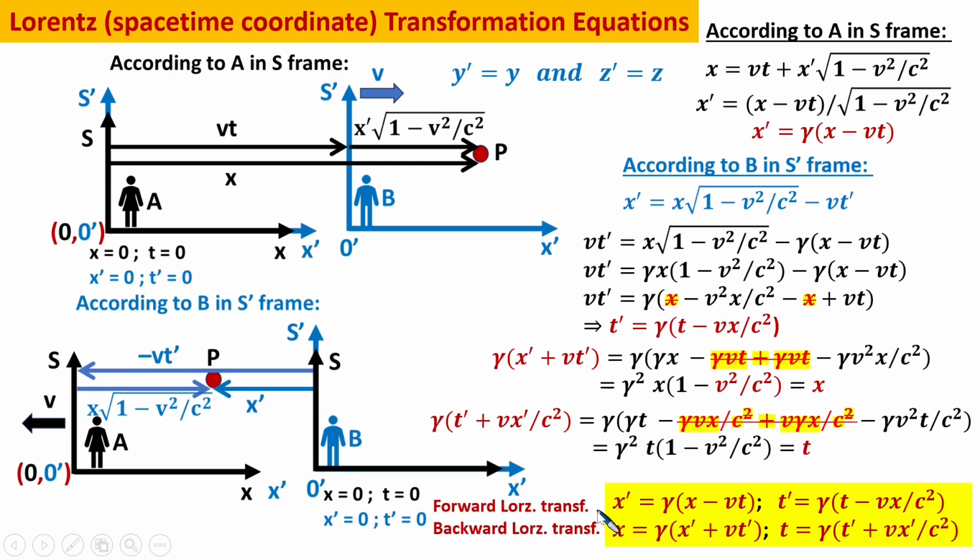So I can write this x prime, this forward Lorentz transformation. This x prime is gamma times (x minus vt), and t prime I write it here. Similarly, x is this term and t is this quantity. So this is your forward Lorentz transform, and this is your backward Lorentz transform. Now we'll talk about the world line of the speed of light.